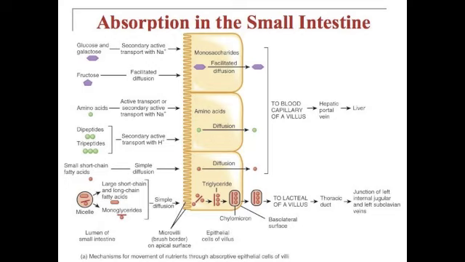Absorption of materials occurs via diffusion, facilitated diffusion, osmosis, and active transport. About 90% of all absorption of nutrients occurs in the small intestine. The other 10% occurs in the stomach and large intestine. Any undigested or unabsorbed material left in the small intestine passes on to the large intestine.